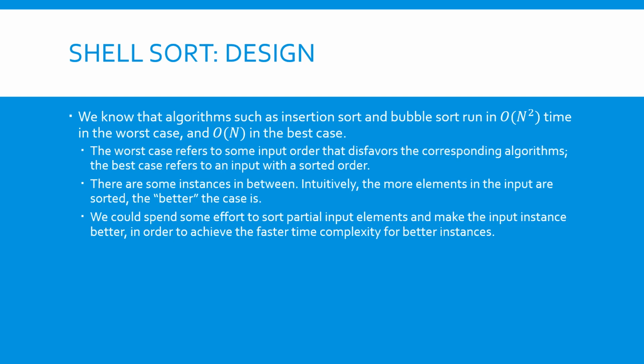Therefore, it is intuitive to conjecture that when we make the input list partially sorted, we can sort it with a time complexity between O(n) and O(n squared). Note that we lose when spending effort in making the input partially sorted, but gain when we sort faster with a better case input. The procedure and the analysis that together make the gain outweigh the loss is the essence of the shell sort algorithm.